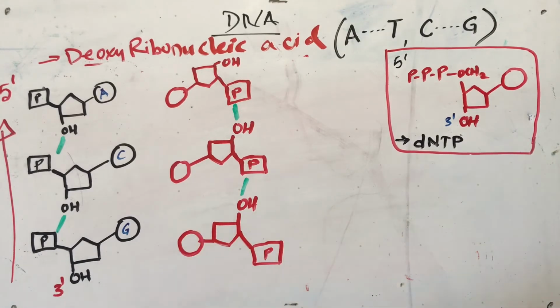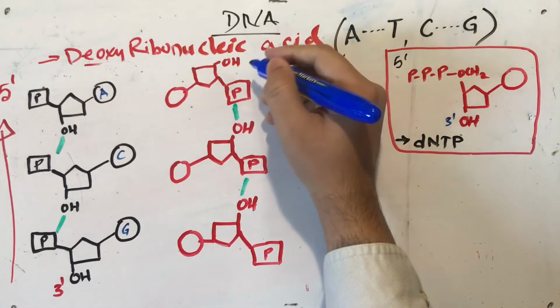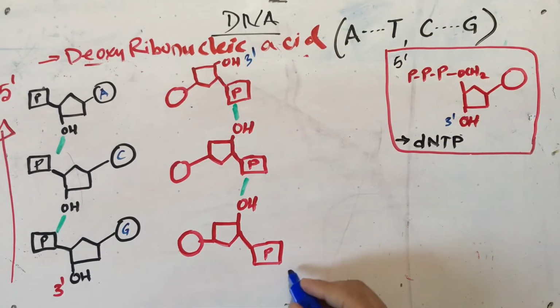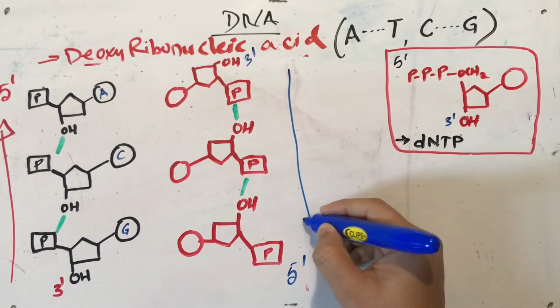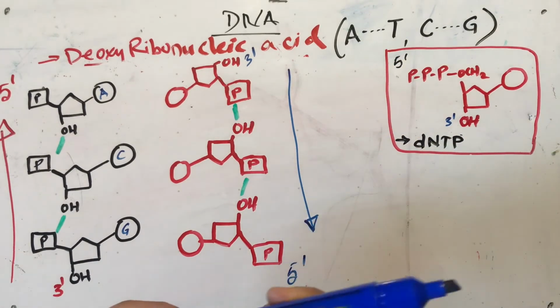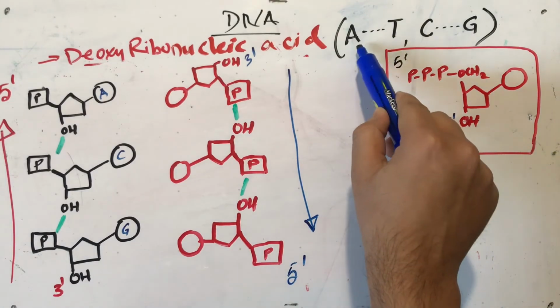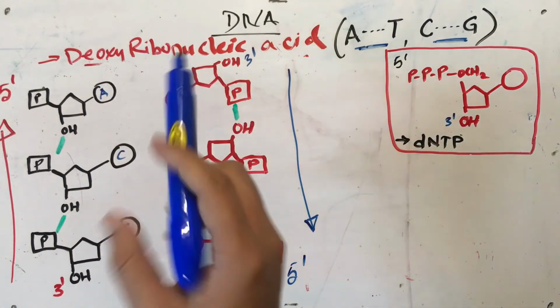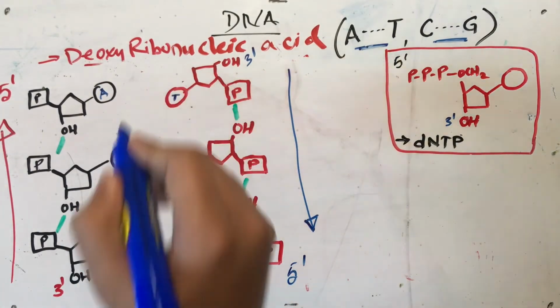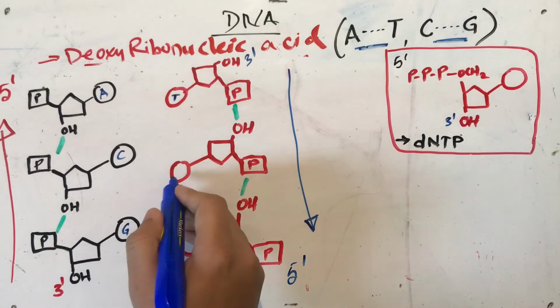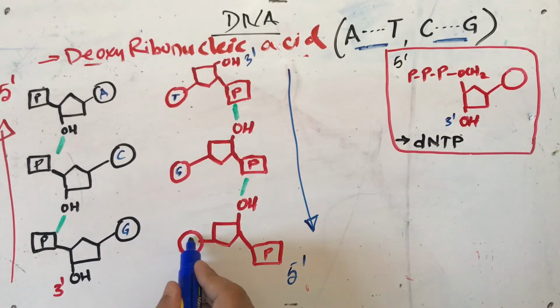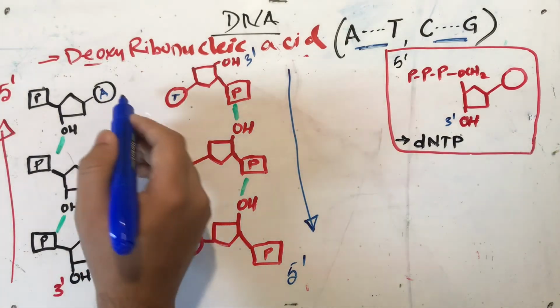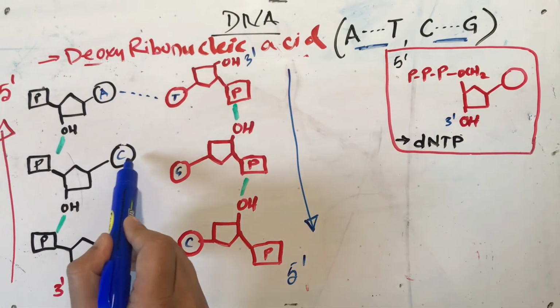And this one, at the top we have a 3' hydroxyl group, and at the bottom we have a 5' phosphate group, right? So this one is actually going from 3' to 5'. If you remember, in the beginning of the video I said A bonds with T and C bonds with G. So since we have an A here, this has to have T, and this structure has to have G, and this structure has to have C, and then we have this bonding that goes between them.